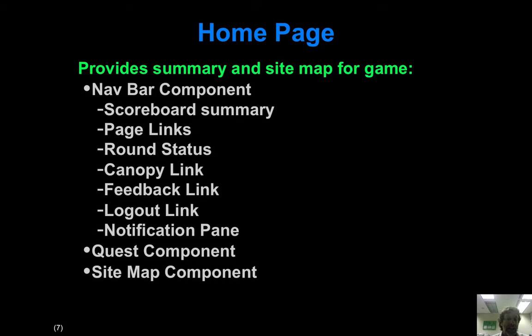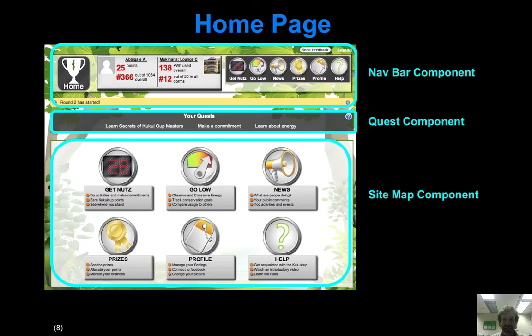Then you go to the home page, and I'm splitting the home page into 3 kinds of components. I'm going to call the first component the Navbar component, which has a lot of different kinds of information. You can see these various links here. Then there's another component called the quest component. And finally, I'm going to dub the remainder of the page the sitemap component. So here you can see these 3 components.